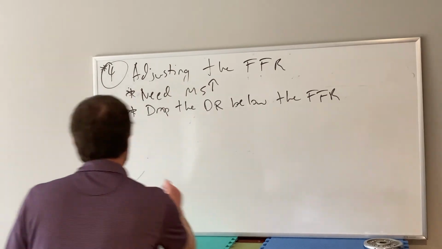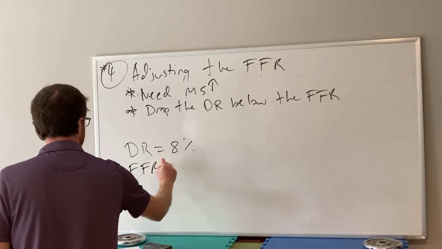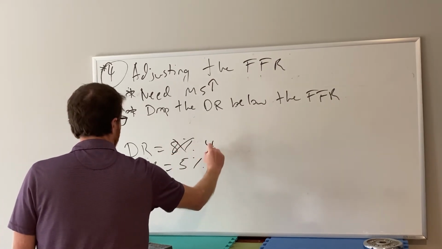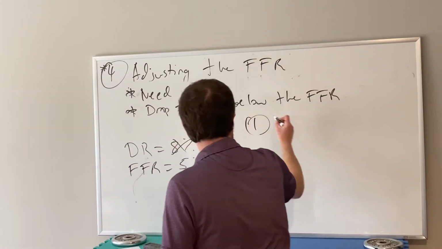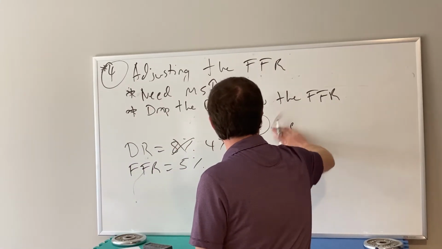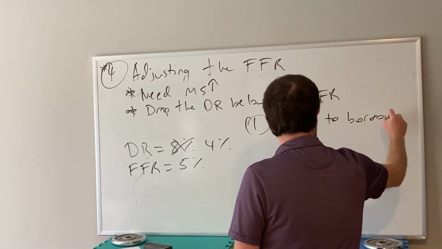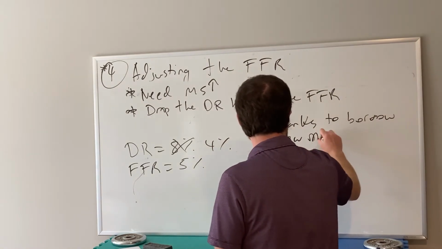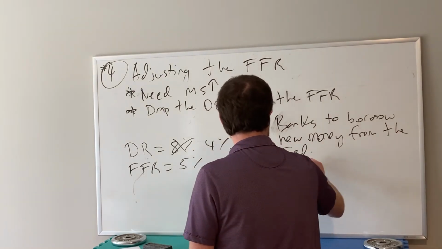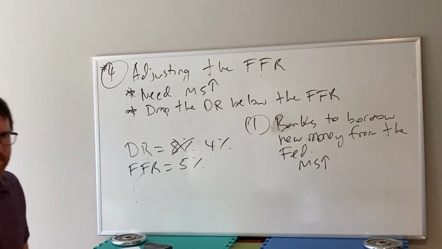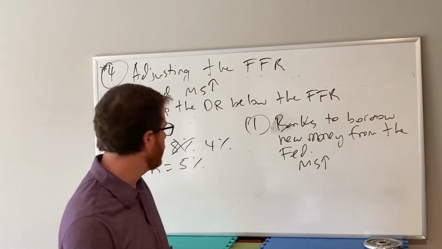When that discount rate is dropped to 4% perhaps, what that will do first is it will cause the banks to borrow new money from the Fed, which drives the money supply up. Hopefully you follow this. If you don't follow this, go back and rewatch this section of the lecture.